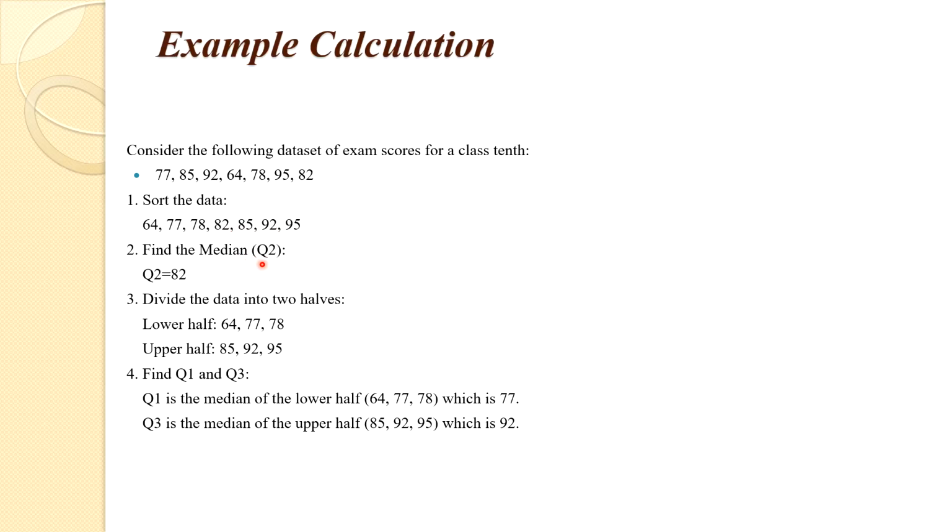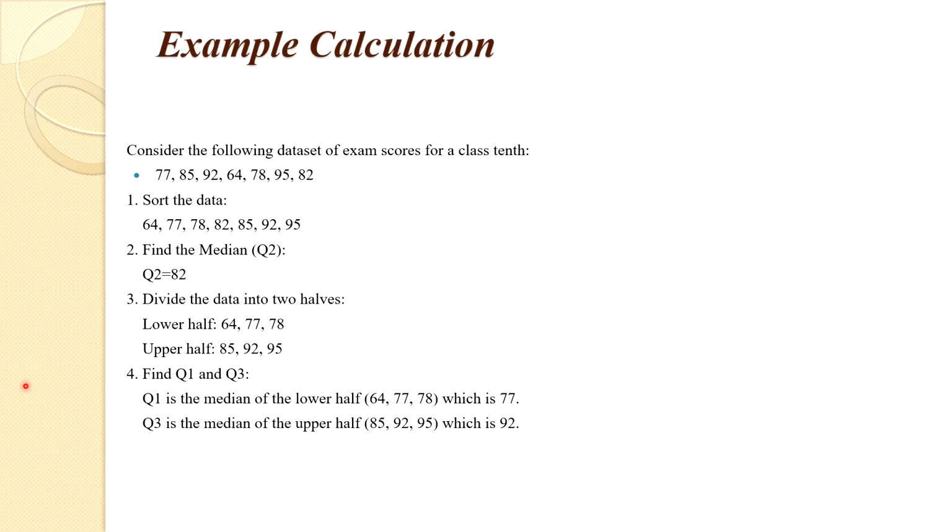Second step, we find the median value, that is the Quartile 2 value. Is the data set even or odd? Check: 1, 2, 3, 4, 5, 6, 7. So it is an odd count, and it is easy to find the middle point. What is the middle value? 82 is the middle value. So the value of Q2 is equal to 82.